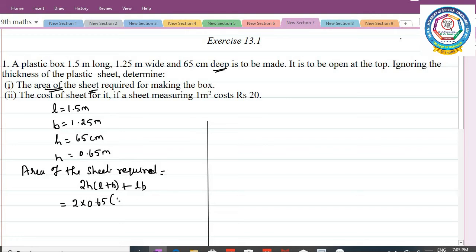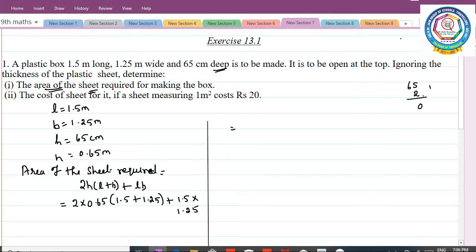0.65. What is length? 1.5. Breadth is 1.25 plus L into B. So 1.5 into 1.25, we have to multiply. 65 into 2, ordinary multiply you do it. After that we will put decimal.